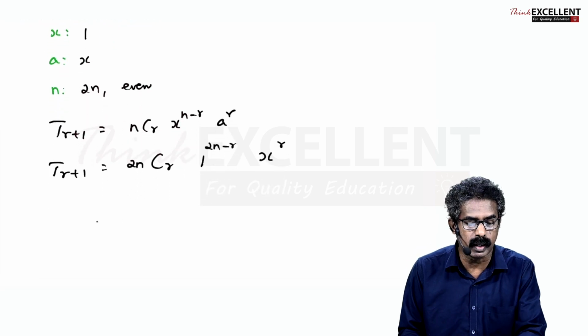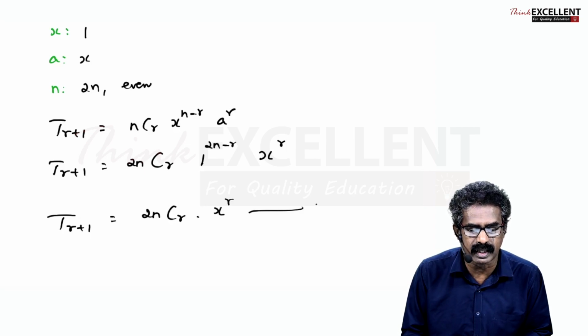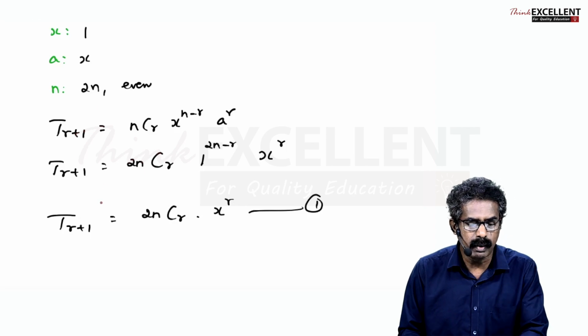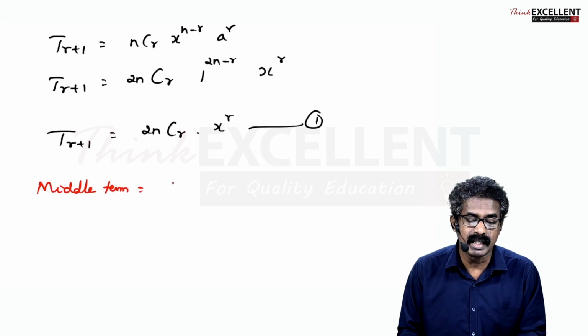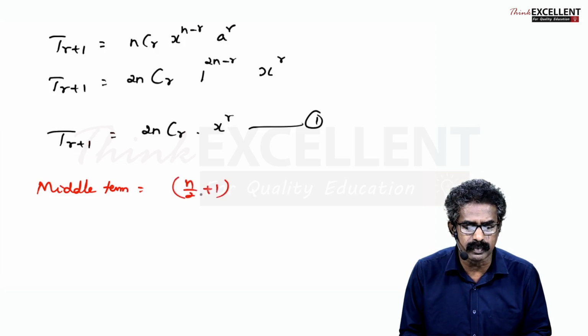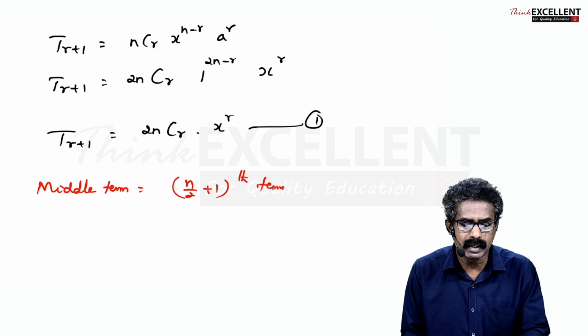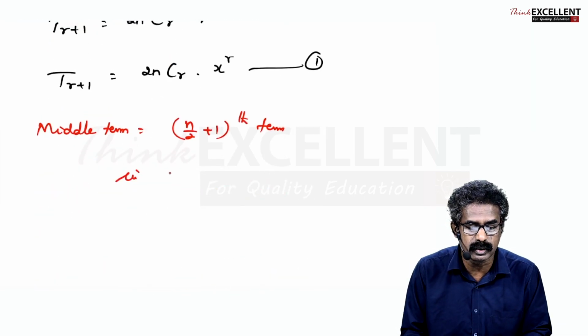1 raised to any number is 1. So T r plus 1 is 2nCr, 1 raised to any number is 1, leave it, into x raised to r. This is what we have, the general term, right? Now we want the middle term. Listen, here n is even, so there is only one middle term, n by 2 plus 1th term, this is the actual formula. But instead of n, what you have here is 2n. So that is, in this case, 2n by 2 plus 1th term.